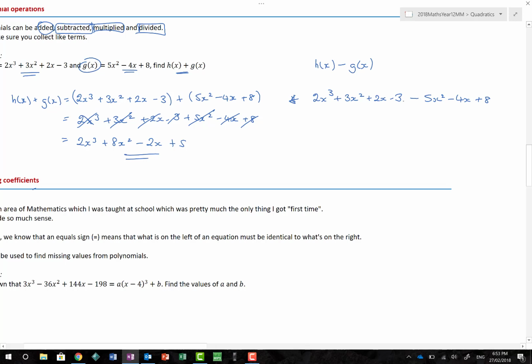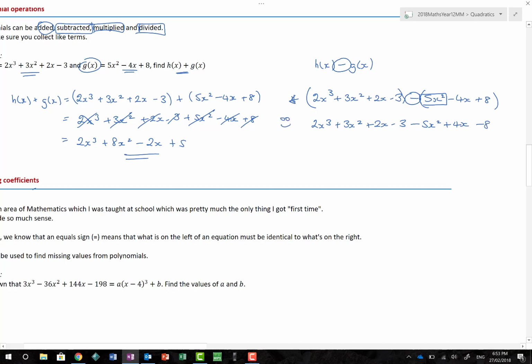Why? Well, at this moment in time, this minus sign seemingly only belongs to my 5x squared. But that's not what it's asking me to do. It's asking me to make it all belong to the g of x. So I should put brackets around this. Now that would be minus 5x squared plus 4x minus 8, which would lead, once we simplify, to a slightly different answer.